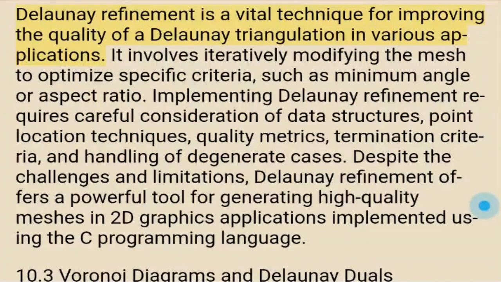Conclusion. Delaunay refinement is a vital technique for improving the quality of a Delaunay triangulation in various applications. It involves iteratively modifying the mesh to optimize specific criteria, such as minimum angle or aspect ratio. Implementing Delaunay refinement requires careful consideration of data structures, point location techniques, quality metrics, termination criteria, and handling of degenerate cases. Despite the challenges and limitations, Delaunay refinement offers a powerful tool for generating high-quality meshes in 2D graphics applications implemented using the C programming language.